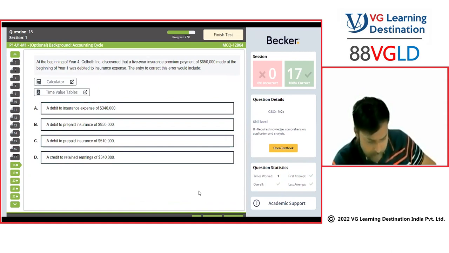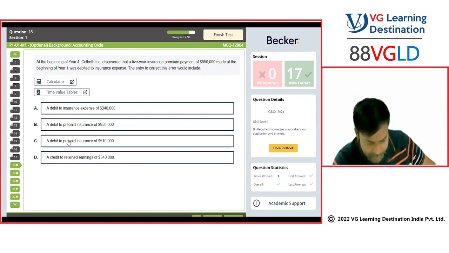See for this, Parminder. At the end of year four, the company discovered a 5-year insurance payment of 850,000 made in year one was debited to the insurance expense. The entry would include what, we are saying in this case. There is a 5-year insurance, everyone. Payment is 850, and you have debited it to the insurance expense. What should be the correct entry for that?